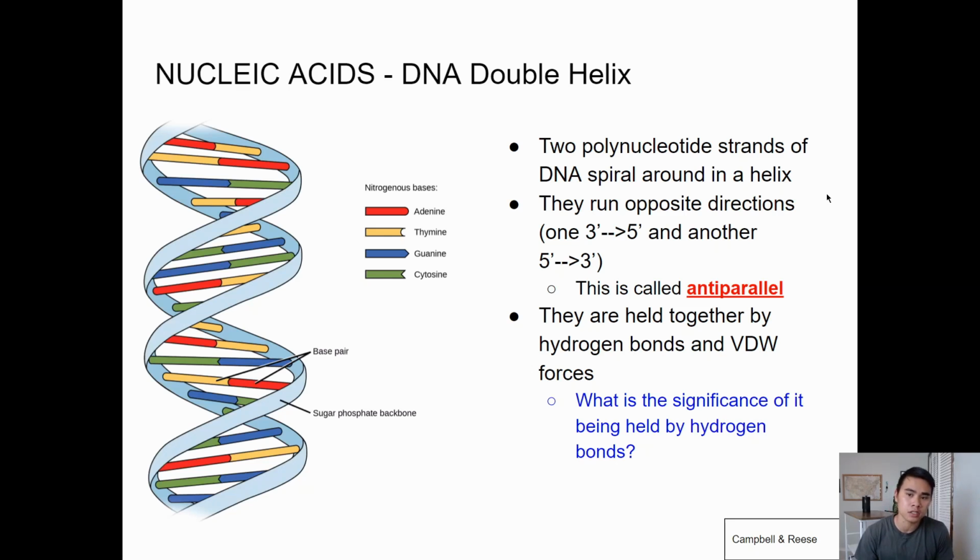So a double helix is 2 polynucleotide strands. Polynucleotide is the polymer from the monomer, which is the nucleotide of a nucleic acid. And you have 2 of them, and they spiral, turning into a helix. And they run in opposite directions. This is called anti-parallel. I did this back in protein when we were talking about beta pleated sheets. Anti-parallel. So my fingers on this side are right here, and my fingers on this side are right here. They run anti-parallel. They're held together by hydrogen bonds and van der Waals forces.